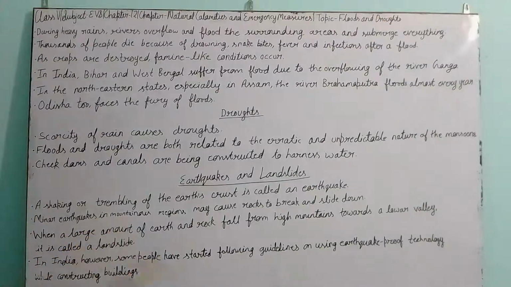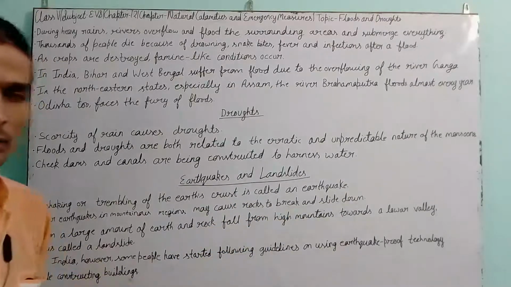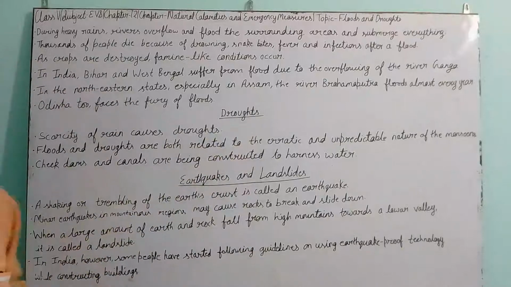Minor earthquakes normally come in the mountainous regions, the places where the mountains are present. There the small minor earthquakes come regularly. So during the minor earthquakes, rocks break and slide down. The rocks at the top of the mountain break and start falling down during a minor earthquake. But when a large amount of earth and rock falls from high mountains towards a lower valley, it is called a landslide.